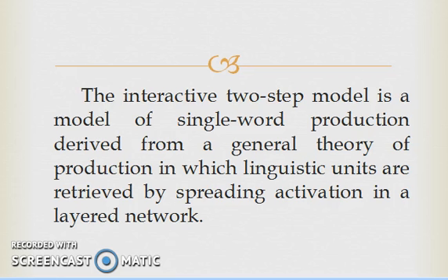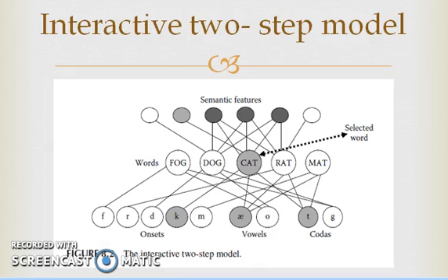The interactive two-step model is a model of single-word production derived from a general theory of production in which linguistic units are retrieved by spreading activation in a layered network. The picture illustrates the three layers that are implemented in the model: a semantic input layer, a word layer, and a phonological output layer. The units in the network create localist representations, that is, units correspond directly to particular linguistic units such as semantic features, words, and position-specific phonemes, respectively.